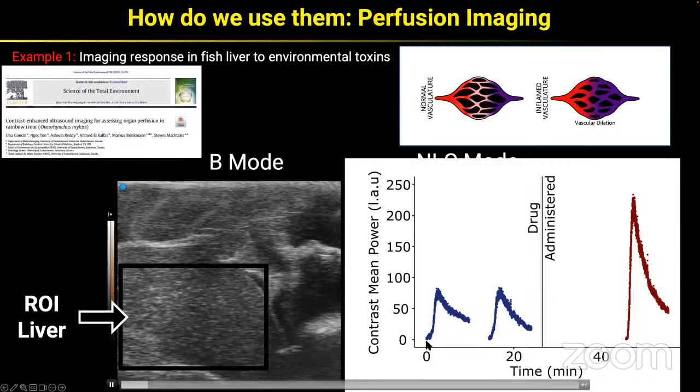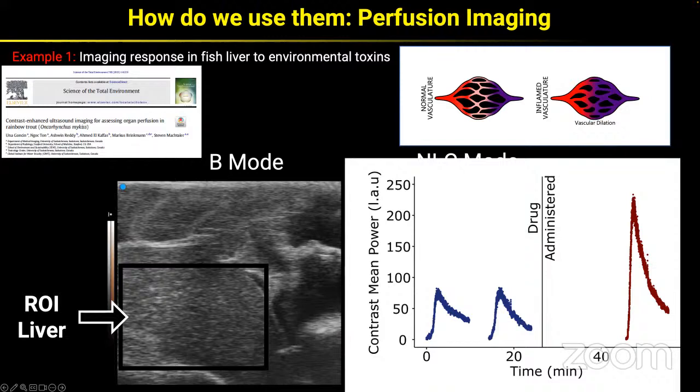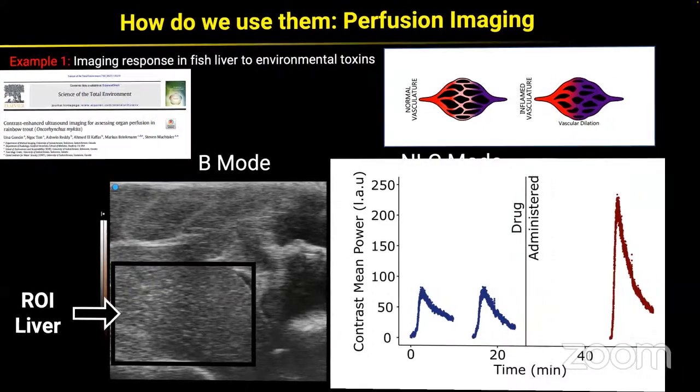Here you can see these two repeated doses that we gave of ultrasound contrast, with really similar perfusion curves. That was great. We administered this drug, propranolol, and then we administered the same dose of contrast. Because the vascular space inside the liver started to dilate, we got more contrast in, and then we could measure this really nice change in contrast. This is the last time I'm going to be talking about fish, but it's a really cool application for contrast-enhanced ultrasound imaging for environmental monitoring, because it's non-lethal, which is really important.